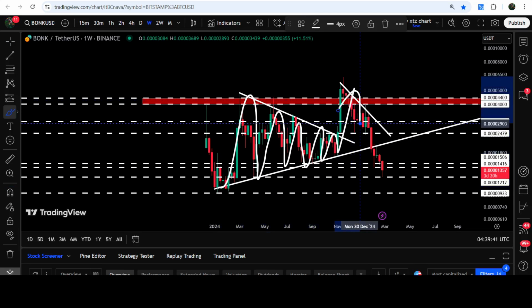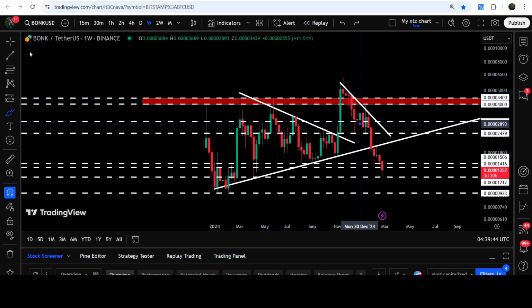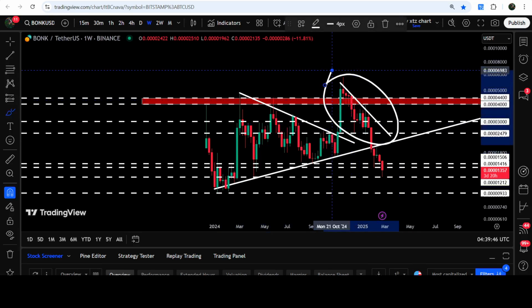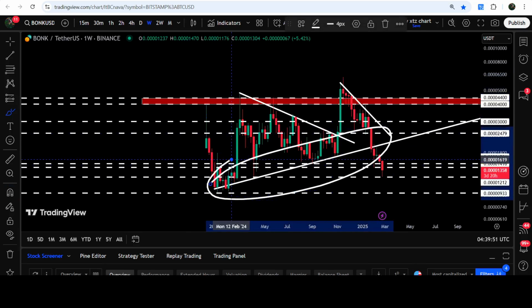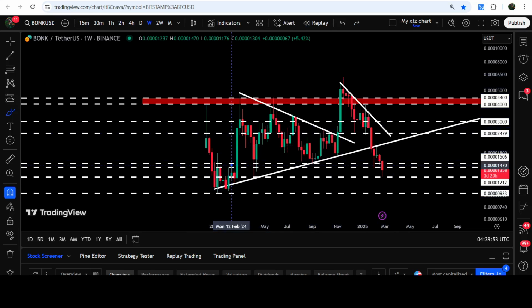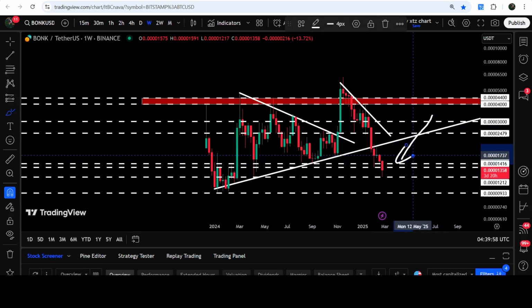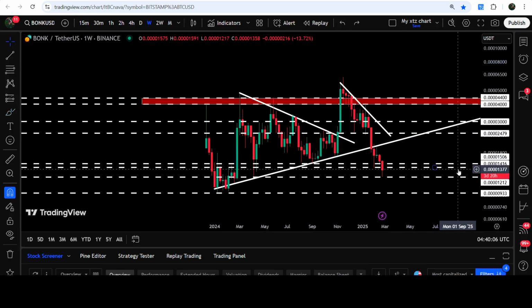Then we had a nice short pump. The price could not continue this move to the upside, found this downtrend line resistance, and now we have broken down this very long-term support of this symmetrical triangle. And now, recently, after this breakdown, we have also broken down this very strong support zone as well. That is now flipped into a resistance. By the way, this support zone starts from 0.1506 and goes to 0.1416, and now it is flipped into a resistance.